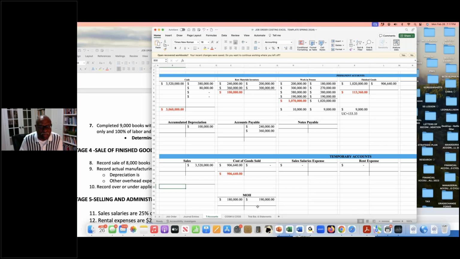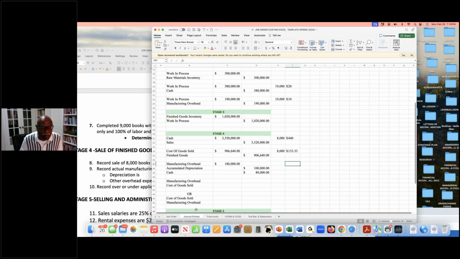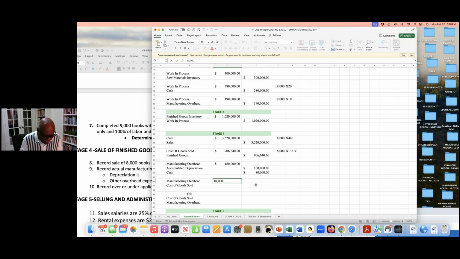So we're going to debit manufacturing overhead for 10,000, and we're going to credit cost of goods sold for 10,000. That's what we're going to do. Let's go to the journal entry. Which one is it? It's going to be this one, where we debited manufacturing overhead for 10,000 and credited cost of goods sold for 10,000.